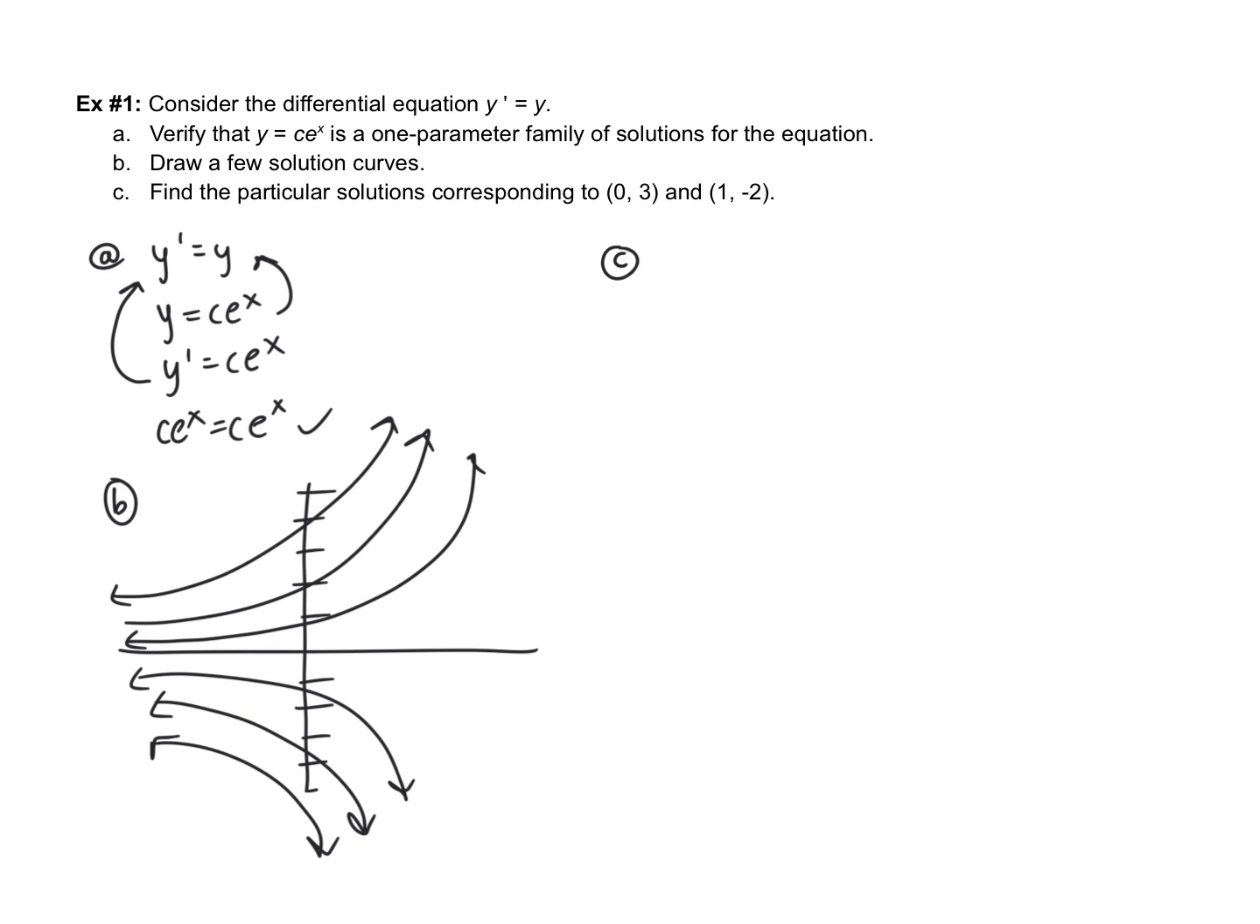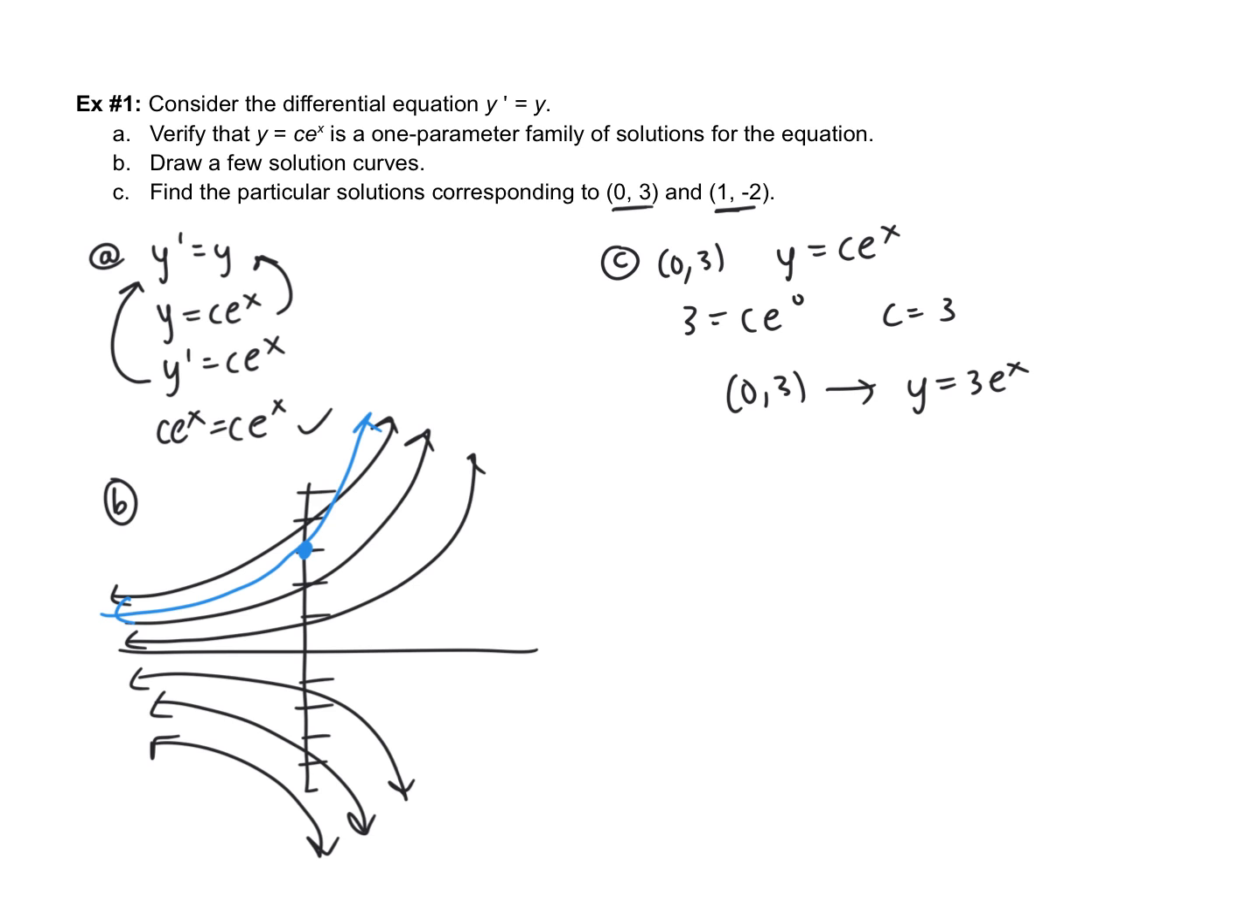Now, though, we want to find the particular solutions that correspond to these 2 points. So if we start with the point 0, 3, and our y equals c e to the x, substituting in, we get 3 equals c e to the 0. C has to be 3 then. So the particular solution that will go through that point 0, 3 is y equals 3 e to the x. And so I haven't drawn that one, but if we had the point 0, 3 right here, our solution curve would look something like this. Again, this is a very poor drawing, but hopefully you get the point of it.